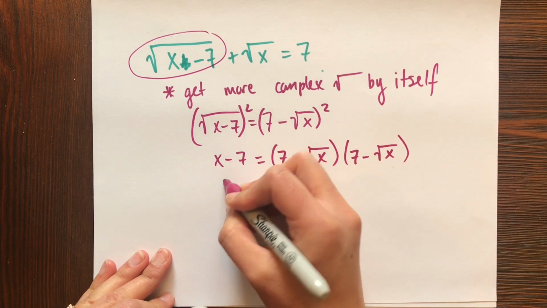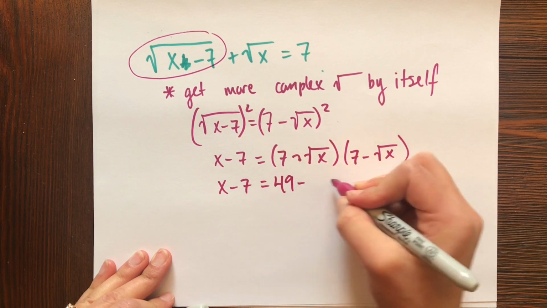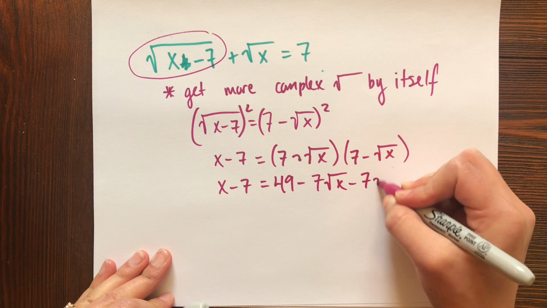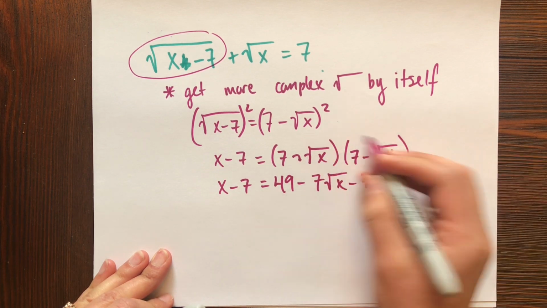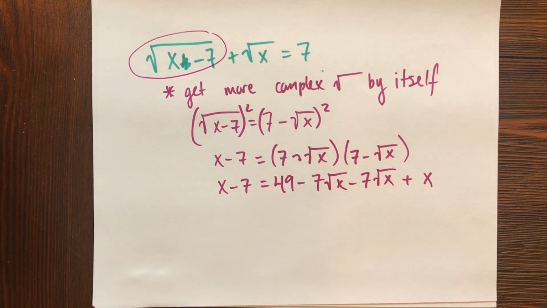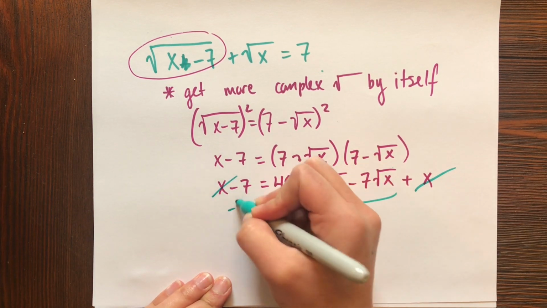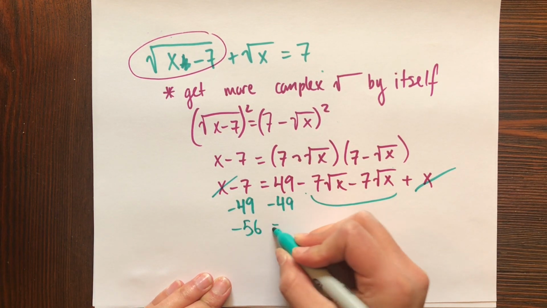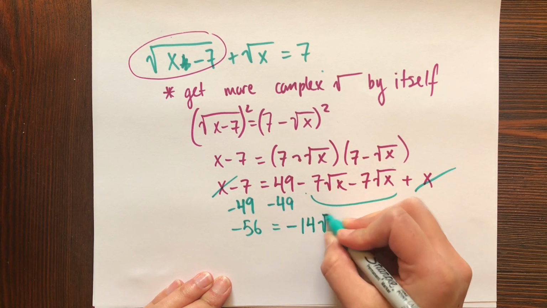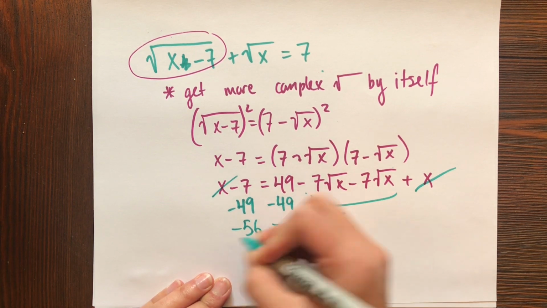And remember that you have to expand 7 minus square root x squared, rather than just writing it as 7 squared minus square root x squared. Don't do that, ever. Okay, moving on. So we finished expanding, and I realize I have an x on both sides. I'm going to subtract 49 from both sides, and I'm going to combine the negative 7 square root x's into negative 14 square root x.